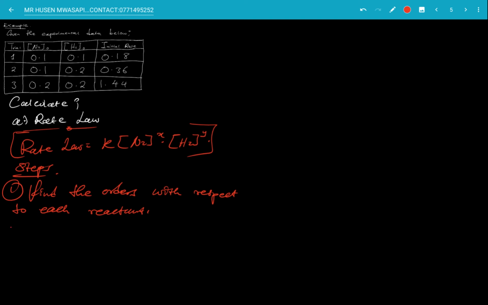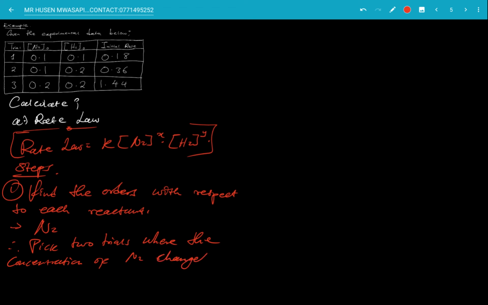So we can start with the first reactant, which is nitrogen. For us to determine the order of nitrogen, all we have to do is pick two trials where the concentration of nitrogen gas changed while the other remained constant.